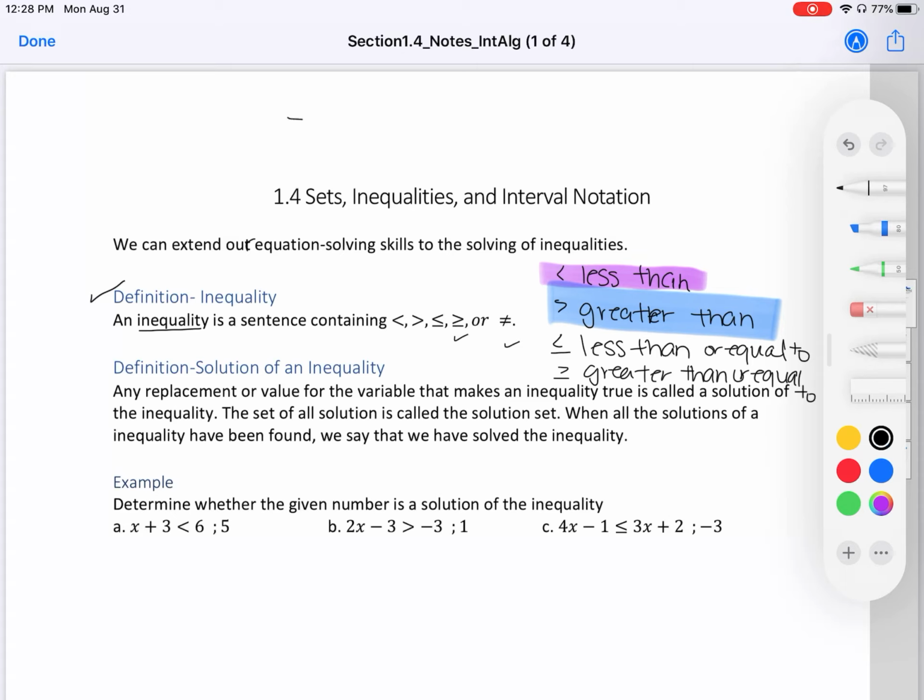To help us, it's helpful if we think of a number line. To the right of 0, we have our 1, 2, 3, 4, and so on. To the left, we get our negative numbers, which would be smaller. As you go towards the left, they're smaller, and as you go towards the right, they get larger.